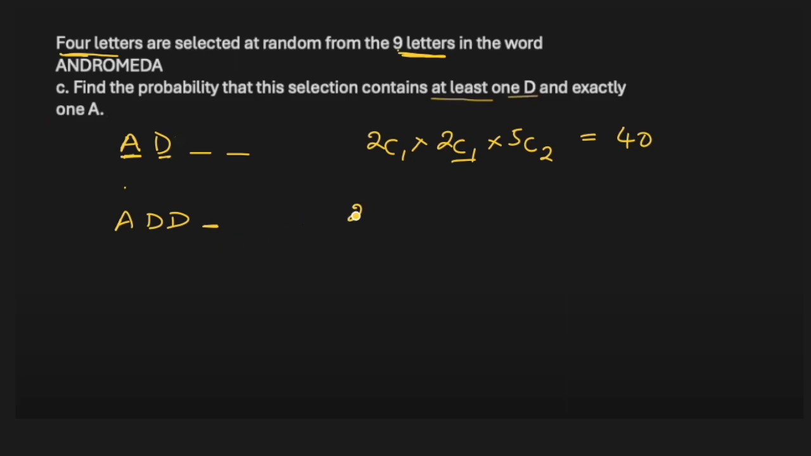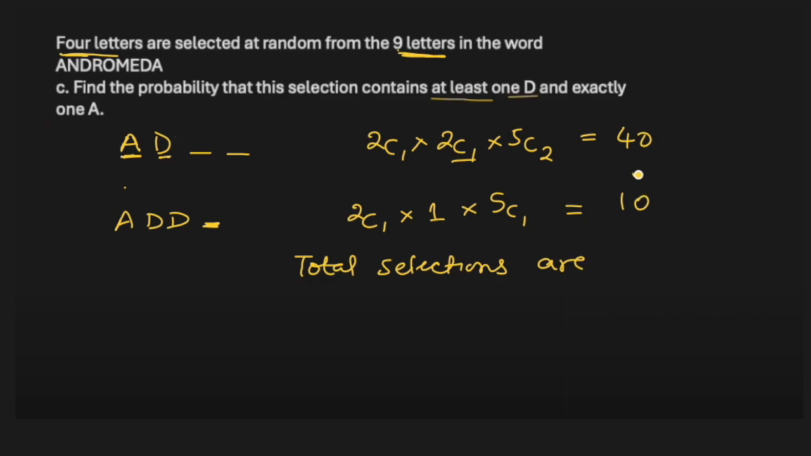Here 1A is to be selected, then okay, both of them are already there. 2C2 is 1, so both the D's are here, so no need to take care of that, but we have to select 1 out of remaining 5. So it will be 2 times 5, 10. Right? So total selections are 40 plus 10, 50.